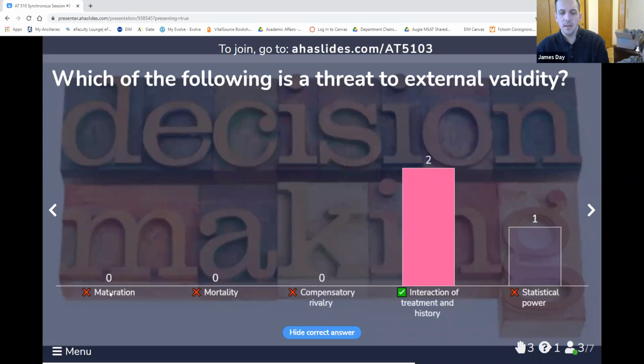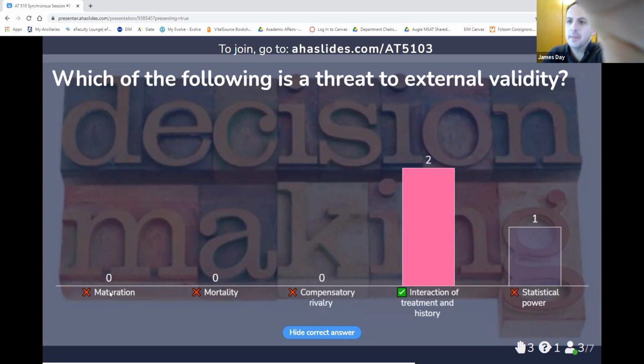Maturation is a threat to internal validity. Anytime there is a change in time, people naturally change over time. Those natural changes are maturation effects, right? So that's a threat to internal validity. If I'm testing somebody over the course of 6 months, there are all sorts of things changing with that individual beyond just what was done before.